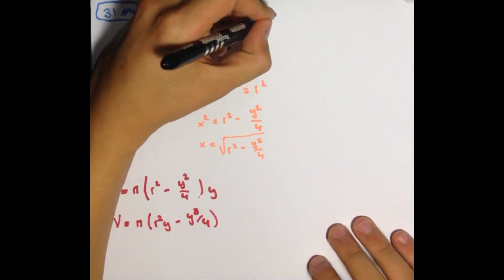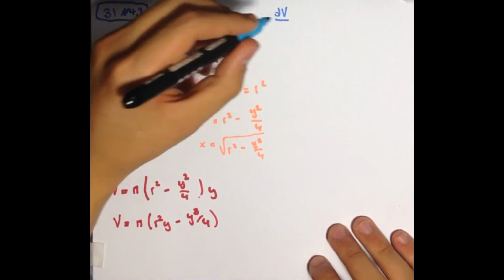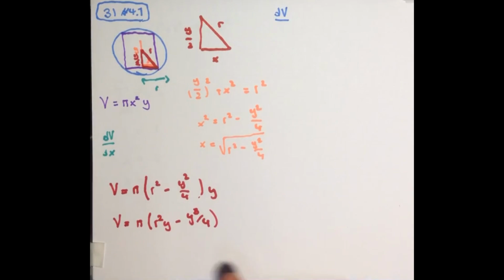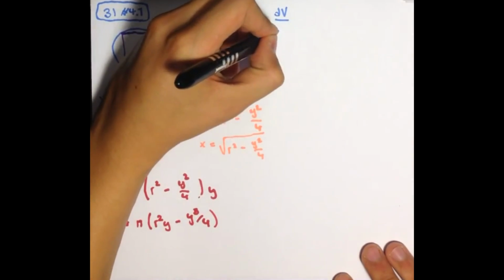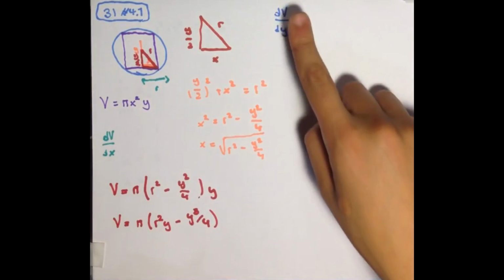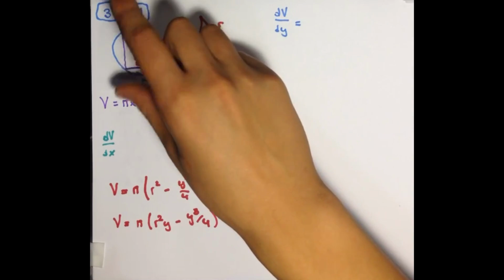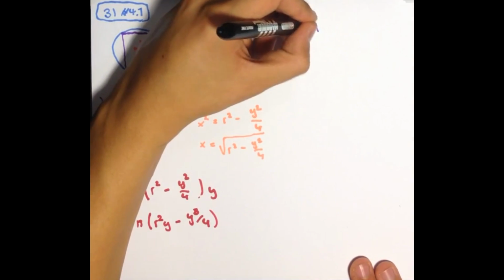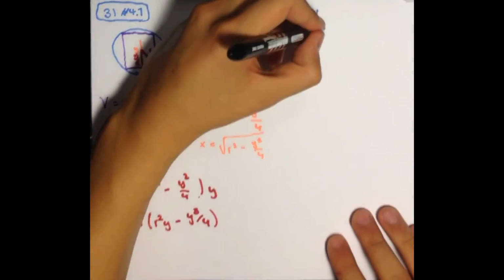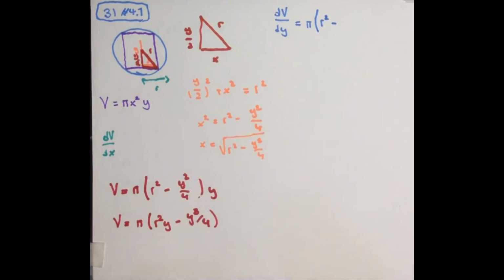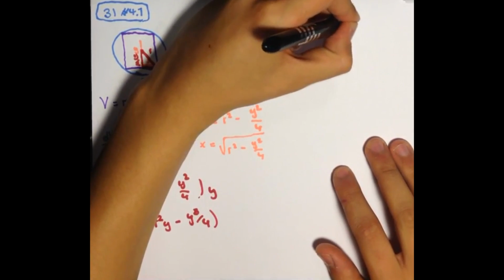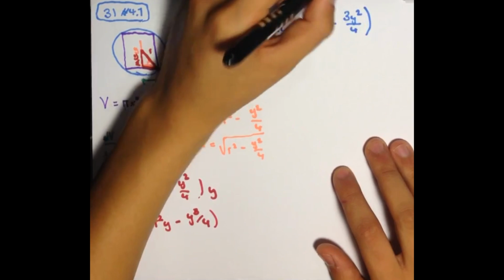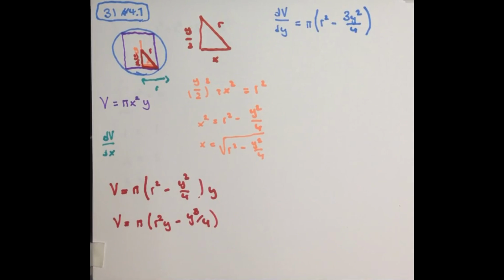So then we can write dv by dx. No, I'm sorry, by dy. That's right. dv by dy, the derivative with respect to y. So yeah, we would like to maximize also the height of the cylinder. And so the constant stays out front. r squared times y will just be r squared, minus y cubed divided by 4 will be 3y squared divided by 4. And so we would like to set this equal to 0 and solve for y.